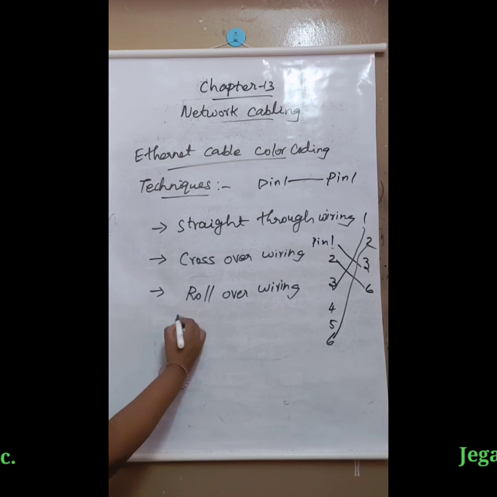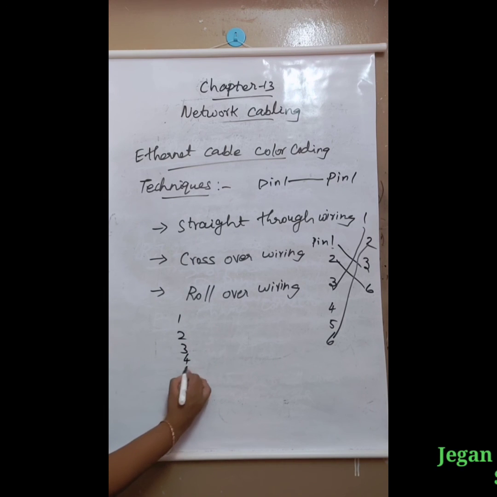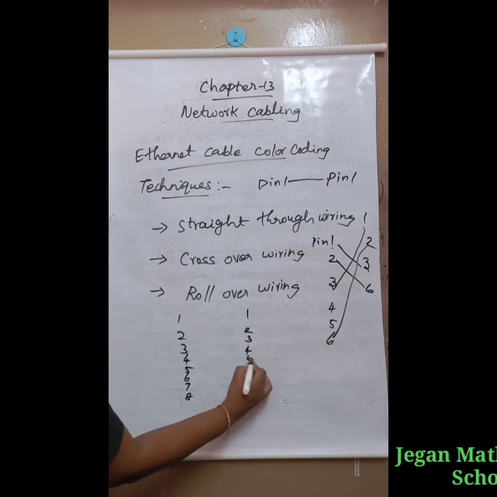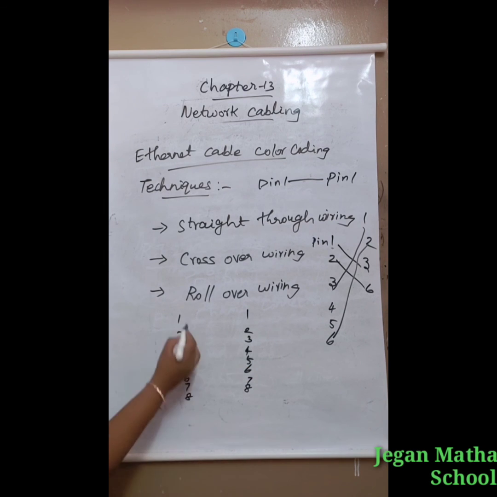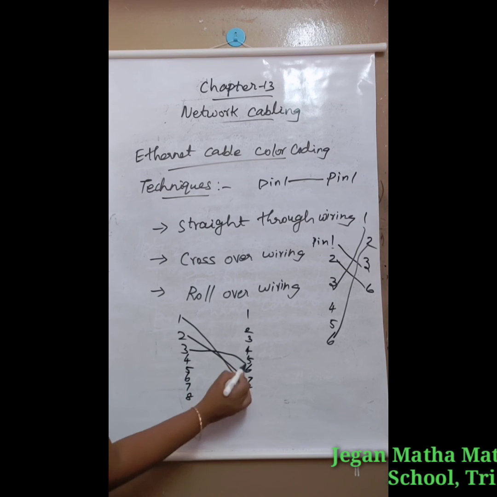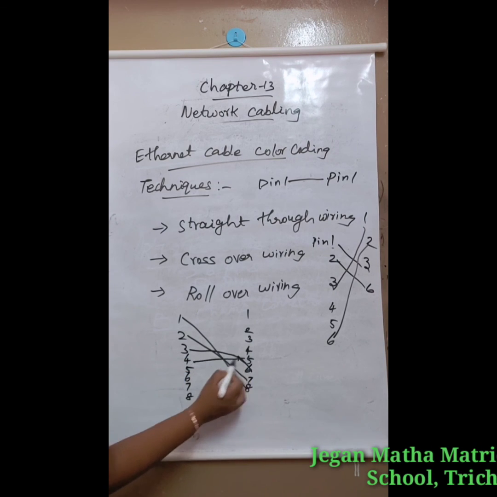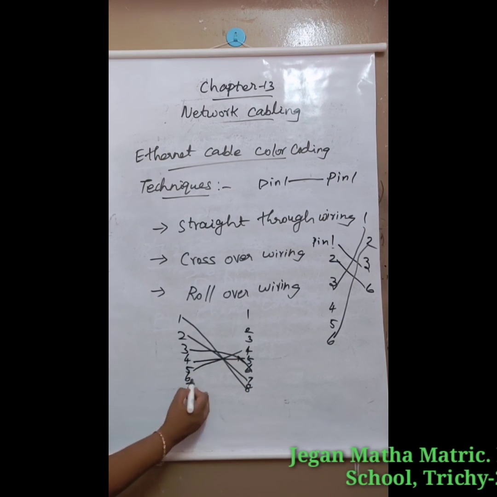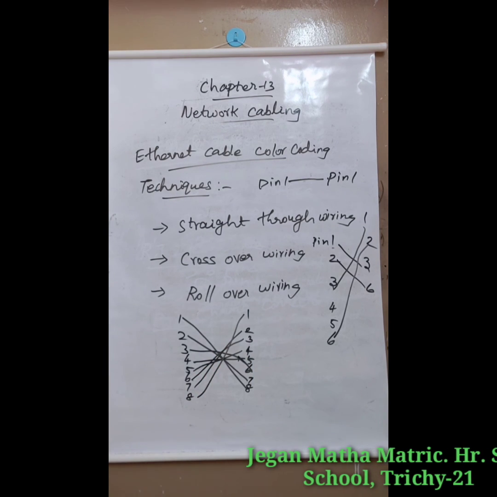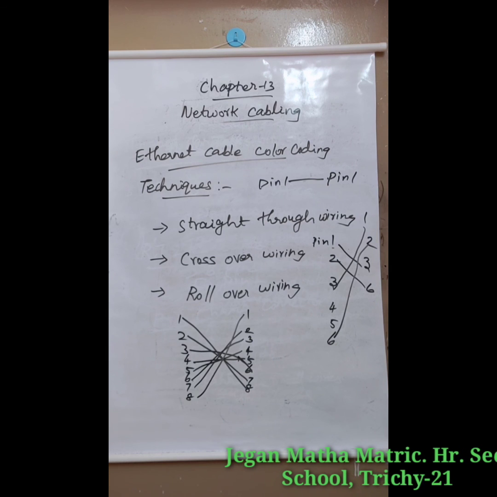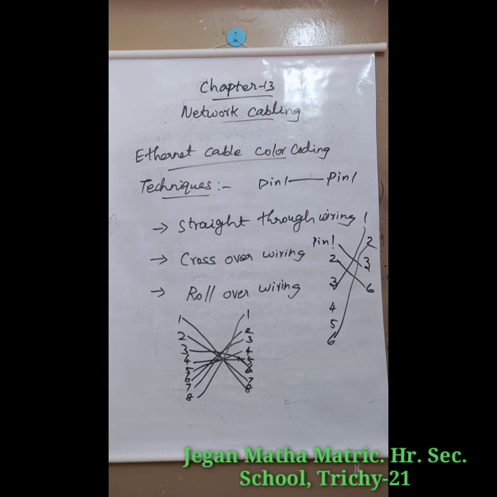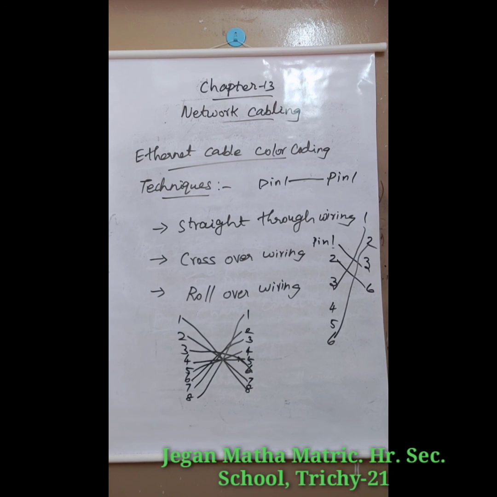For example, pin 1 is connected to 8, pin 2 is connected with 7, pin 3 with 6, pin 4 with 5, 5 with 4, 6 with 3, 7 with 2, and 8 with 1. So here there is a cross connection. The rollover cable is also called Yost cable or console cable, and it is typically flat.